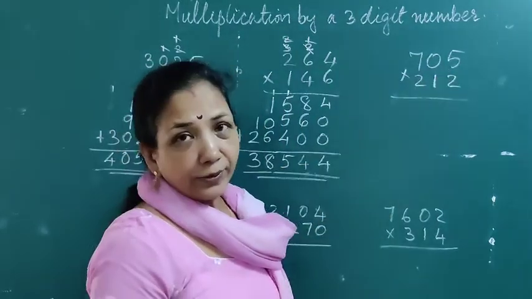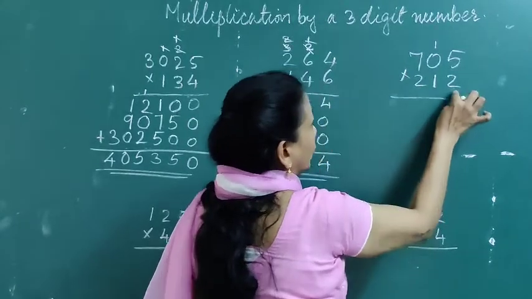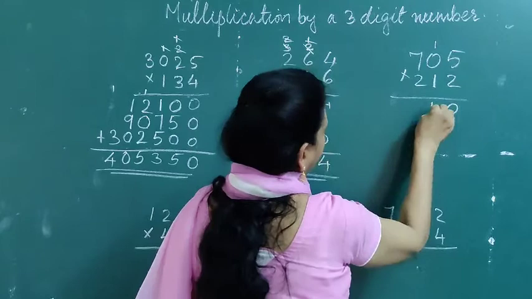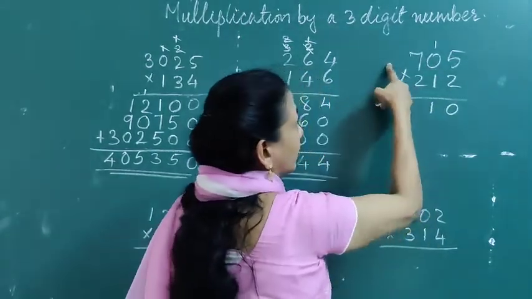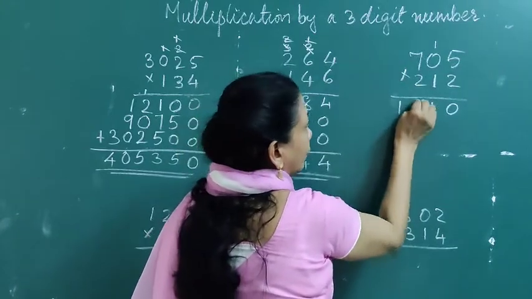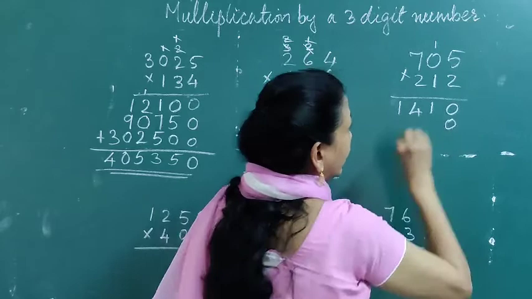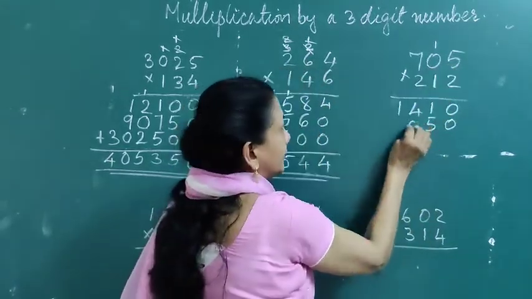Now multiply with this number. So 2 5s are 10. So 1 carry 0. 2 0 is 0. 0 plus 1, 1. 2 7s are 14. Here no number, so no carry. You write full here. Now multiply with the 1. First you have to add 1 zero. 1 5 is 5. 1 0 is 0.